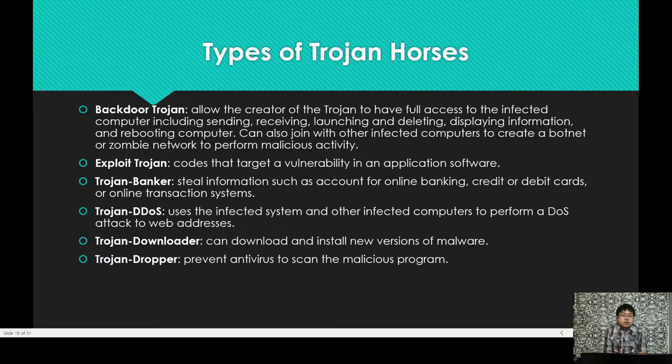Exploit Trojan. It is code that targets a vulnerability in application software. Trojan Banker steals information such as accounts for online banking, credit or debit cards, or online transaction systems. Trojan DDoS. It uses the infected system and other infected computers to perform a DoS attack on web addresses. Trojan Downloader. It can download and install new versions of malware. Trojan Dropper. It prevents antivirus from scanning the malicious program.